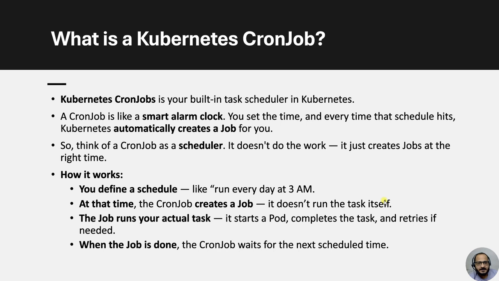So CronJobs are our schedulers. They just schedule the jobs, but they don't do actual work. The actual task will be executed by Kubernetes Jobs only. So the Job runs your actual task. It starts a pod, completes the task and retries if needed. We have already covered Kubernetes Jobs in detail in a previous video. In short, CronJobs are our task scheduler in Kubernetes, which we can use to schedule our tasks. Suppose we want to take a daily backup at a particular time, we can use a CronJob for that purpose.